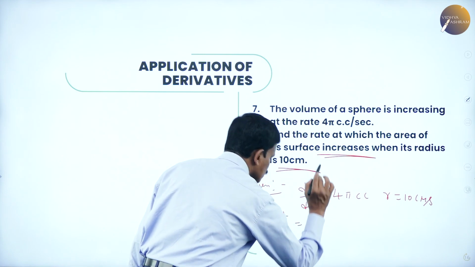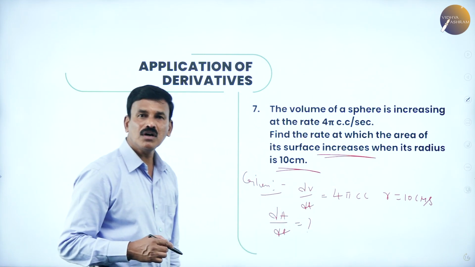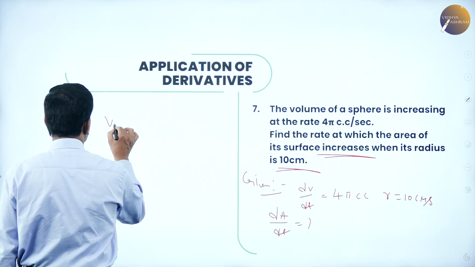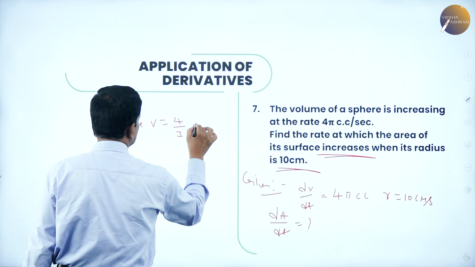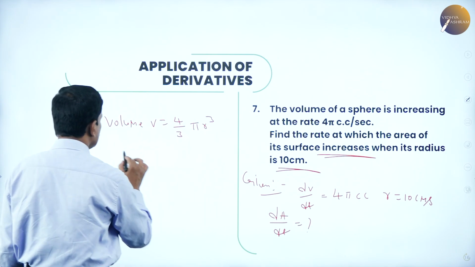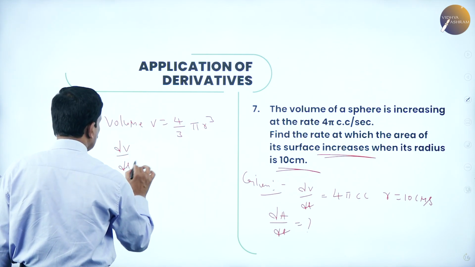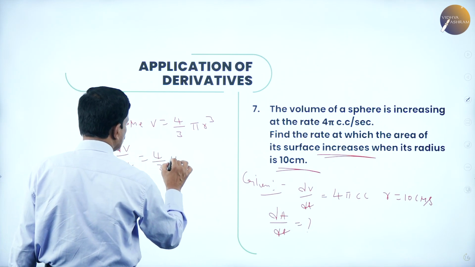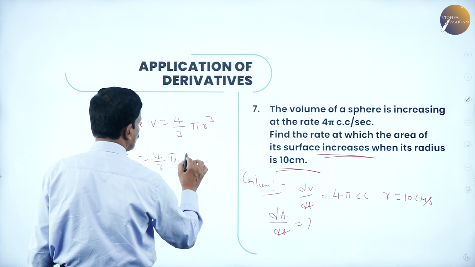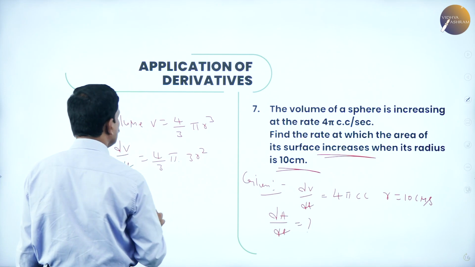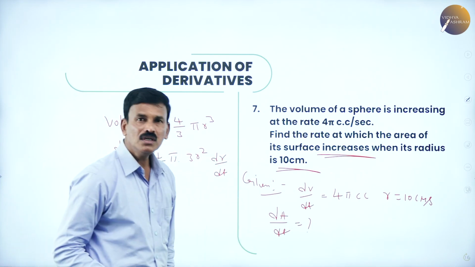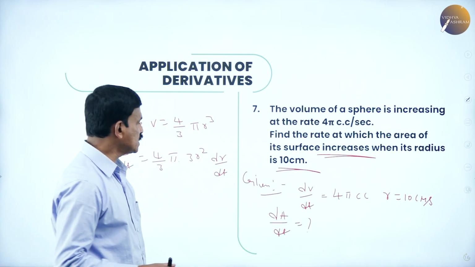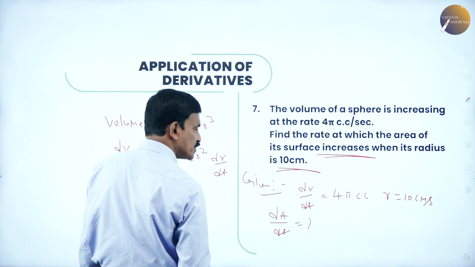Okay. Now you know the volume of the sphere is given by V is equal to 4 by 3 pi r cube. Differentiate with respect to t. dV by dt is equal to 4 by 3 pi, a constant, times differentiation of r cube, which is 3r square, and we are differentiating with respect to t, so dr by dt. Now first find out dr by dt. Then we can find out the area.